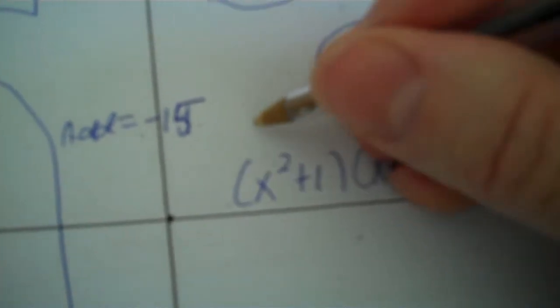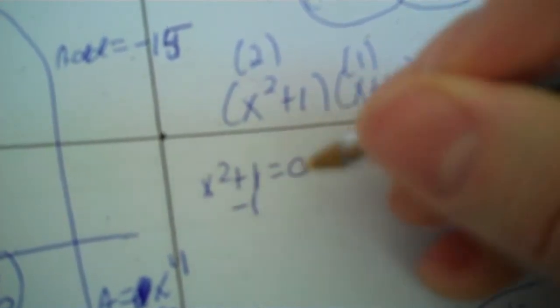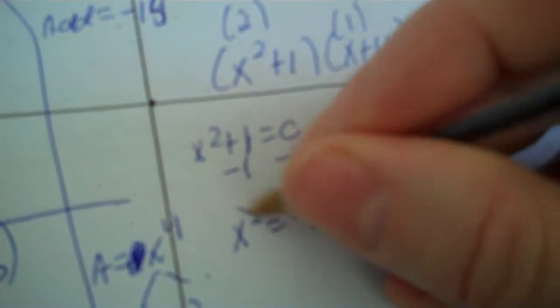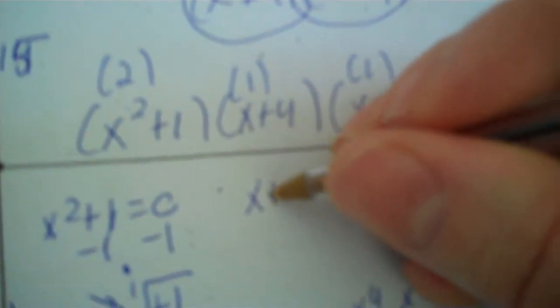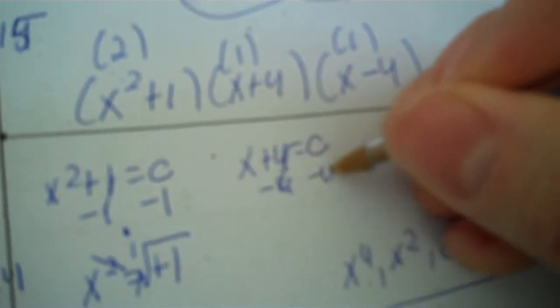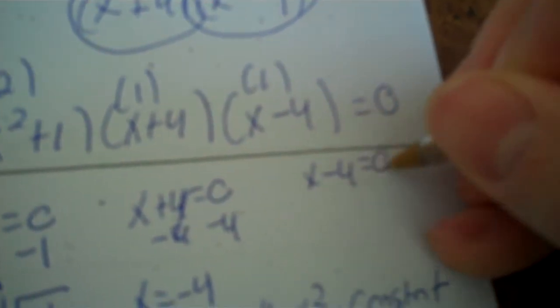Okay, now 2 of the solutions come from there because we still have x to the 2nd, 1 from here, 1 from here. So x squared plus 1 equals 0. x squared would equal negative 1. Apply your square root. Extract the i. Okay. So x could be a positive or a negative 1i. The square root of 1 is 1, so I can drop the square root. 1i, negative 1i. Then x plus 4 could equal 0. x would equal negative 4. x minus 4 could equal 0. And x would be positive 4.